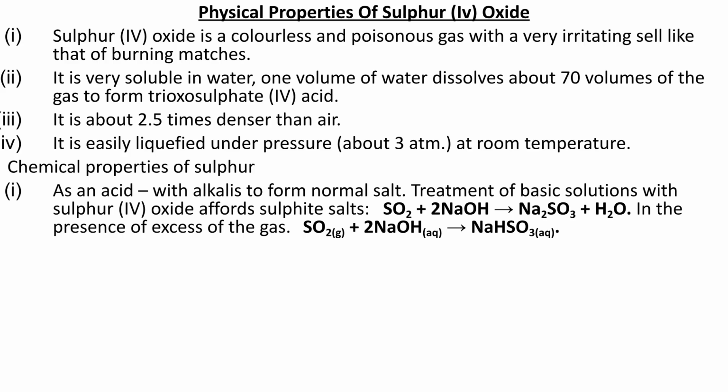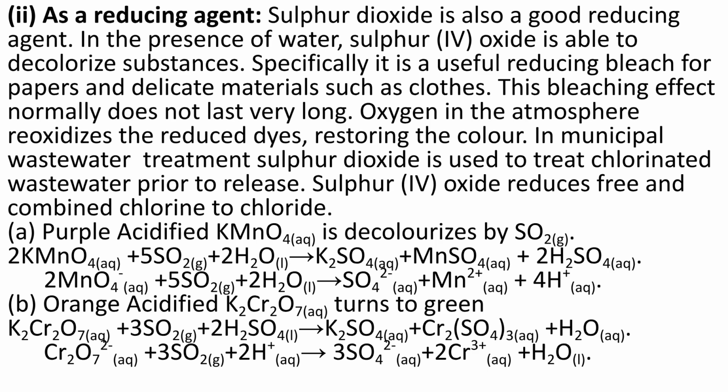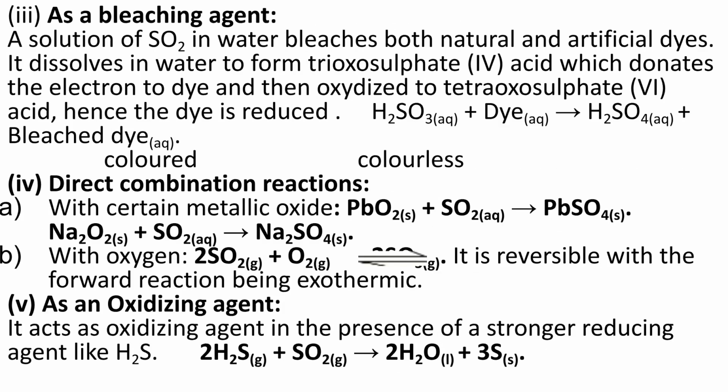Chemically, it acts as an acid, reacting with alkalis to form sulfite salts. Sulfur dioxide is a good reducing agent, used as a bleaching agent for materials like paper and clothes. It can decolorize substances, such as purple acidified potassium permanganate and orange acidified potassium dichromate. A solution of SO2 in water acts as a bleaching agent, dissolving in water to form trioxosulfate IV acid, which reduces the dye. SO2 also undergoes direct combination reactions and acts as an oxidizing agent in the presence of strong reducing agents like hydrogen sulfide.